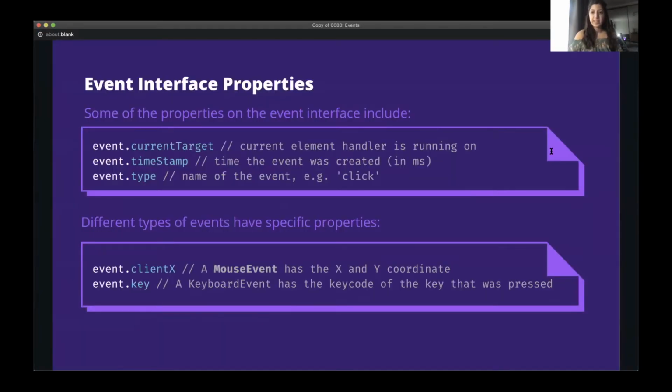So what information does this event interface actually contain? As we saw earlier, there are many different types of events, and there are some properties which are common to all of these events. For example, we have currentTarget, which is the current element that the handler is running on. There's timeStamp, which is the time the event was created in milliseconds. And then there's event.type, which is the name of the event, like click. There are also other properties which are specific to types of events. For example, clientX and clientY, which we just saw in the last example, are on mouse events. And key is something which is on keyboard events only, which has the key code of the key that was pressed.